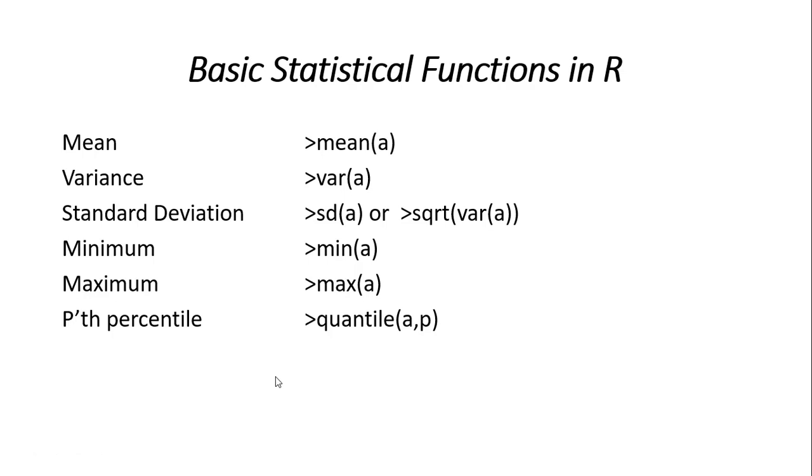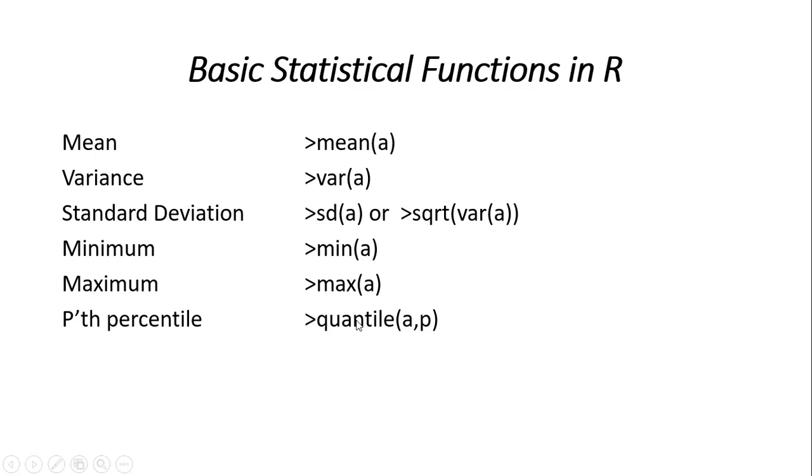Finally, we'll talk about the basic statistical functions in R. So these come up all the time. We have the mean, which is just simply the word mean. Variance, var, standard deviation is simply sd of A. Or if you have the variance, you could just take the square root of the variance. Okay. We have min for the minimum, max for the maximum.